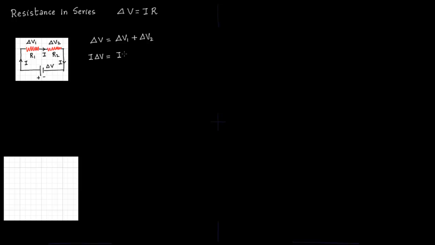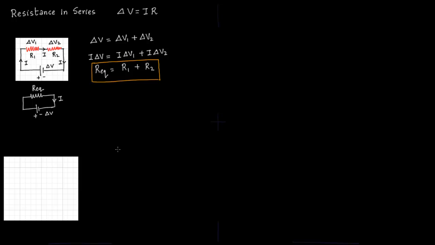Now you multiply both sides by I, you get I times delta V is equal to I times delta V1 plus I times delta V2. So delta V over I is the equivalent resistance which we have just calculated, and delta V1 over I is R1 and delta V2 over I is R2. So we have just calculated the equivalent resistance. So these two resistors can be combined into a single resistor, which we denote by R subscript EQ, meaning R equivalent. So you have reduced two resistors to one resistor by the formula R1 plus R2. Now you can extend this to n number of resistors which are connected in series.